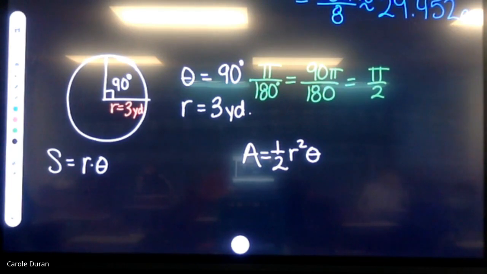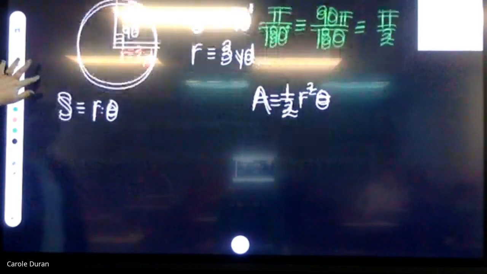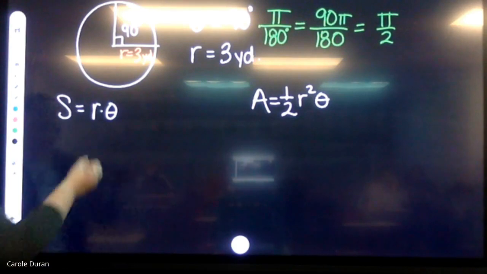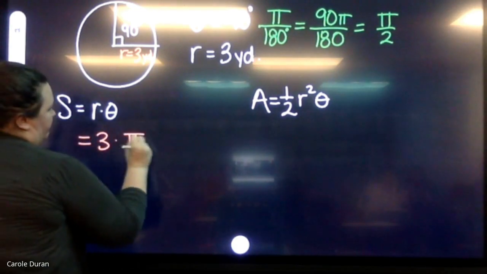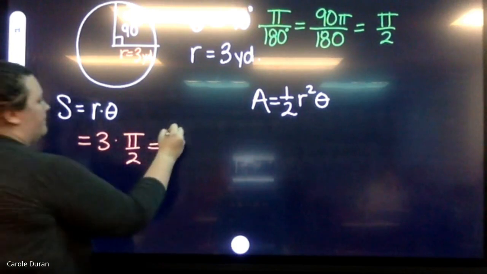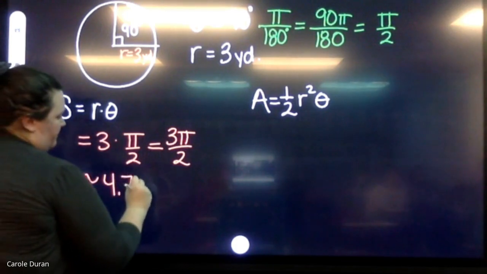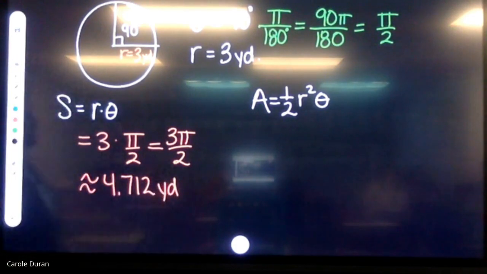Zach, are you done? Yeah. Okay, talk us through arc length, please. You have to do S equals R times theta. Then it's 3 times pi over 2. You get 3 pi over 2. I got 4.712 yards. Show of hands, who else got 4.712 yards? Oh, I put centimeters. Questions, concerns, or issues with that one?